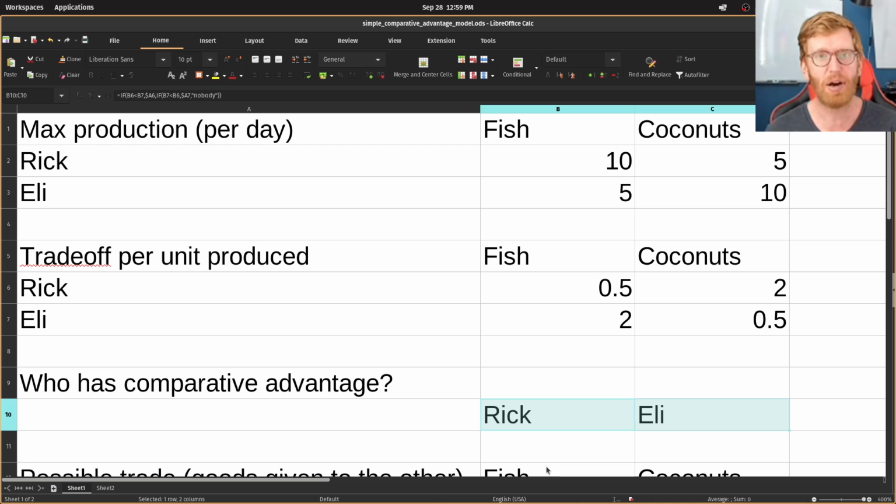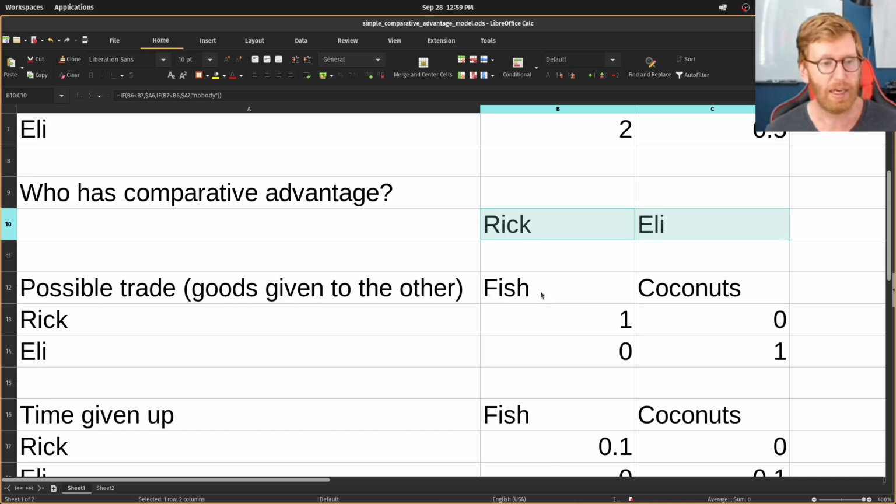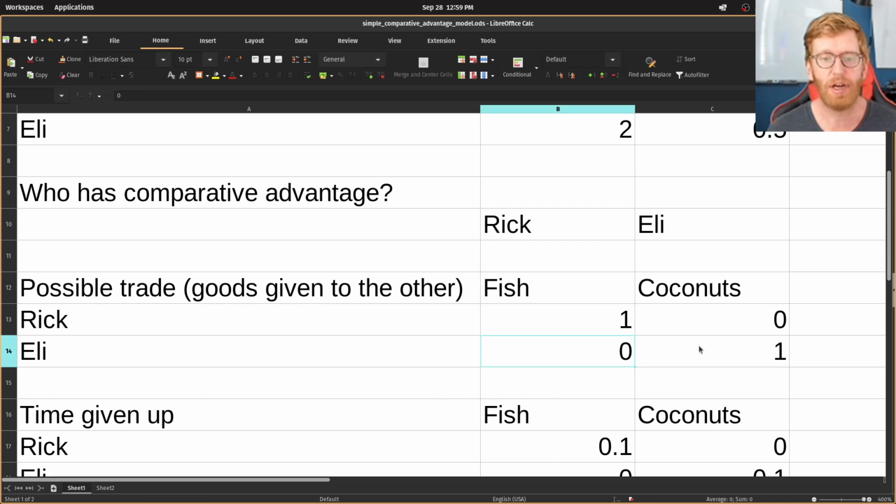So we've got this automatically calculating who has comparative advantage. Now, the real tricky part is how do we find a good trade? Here we can plug in different numbers. So if I give Eli 1 fish and 0 coconuts, and Eli gives me 0 fish and 1 coconut, that's one possible trade. We could change this to say I give him 10, he gives me 10. I could give him 10 and 5, right? We can change this around however we want, and we can look lower on and find out how that plays out. For now, let's just stick with what we've got in here.